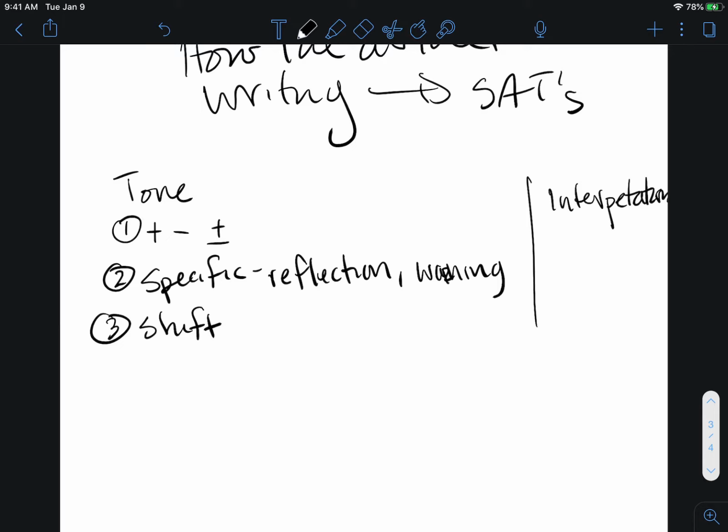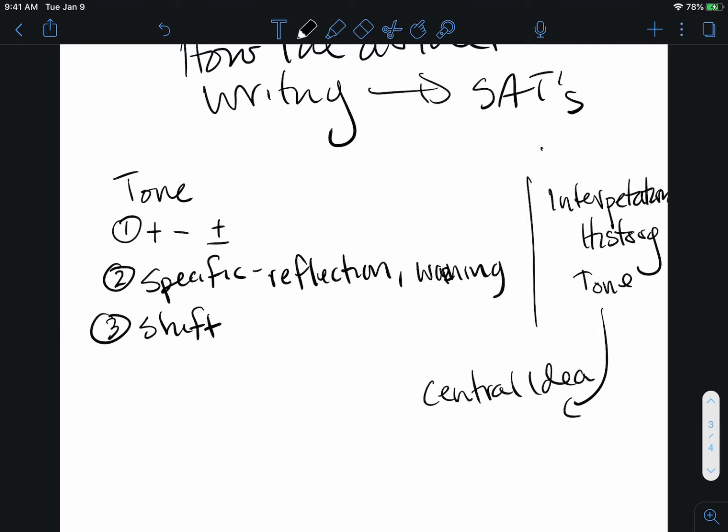He uses history. He uses tone. That leads to that central idea. Everything from there is to look at, okay, well, why is he writing in this way? Why does he use history to help him reach that central idea? Why does he use his tone? And why does the tone shift allow him to be effective with that central idea?